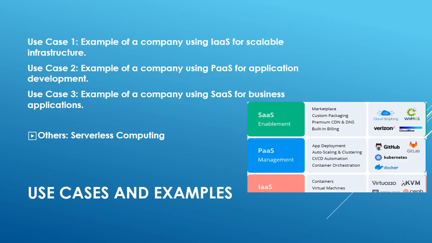Right, for SaaS enablement. Since SaaS is more end user friendly because it's between you and the platform or the software, you see SaaS like Cloud Sprint, Verisyn, Cloud Blue. Other companies that even use SaaS are like your Gmail, Google Workspace, or clouds. But there are also cloud services when it comes to SaaS for business.